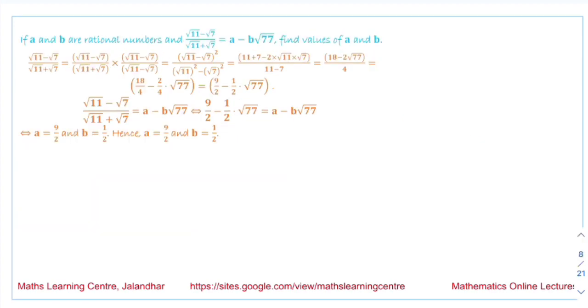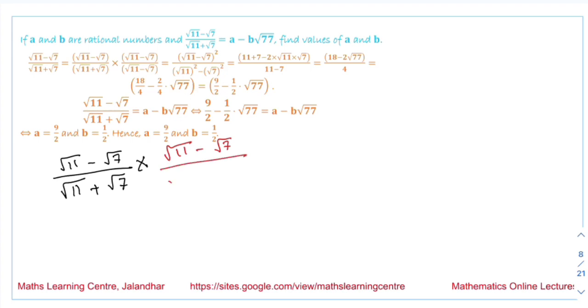Now this is again a similar kind of question. It is given to us that (square root of 11 minus square root of 7) over (square root of 11 plus square root of 7) is equal to a minus b square root of 77. So the rationalizing factor over here is (square root of 11 minus square root of 7) over (square root of 11 minus square root of 7). This corresponds to the denominator. This is the rationalizing factor.